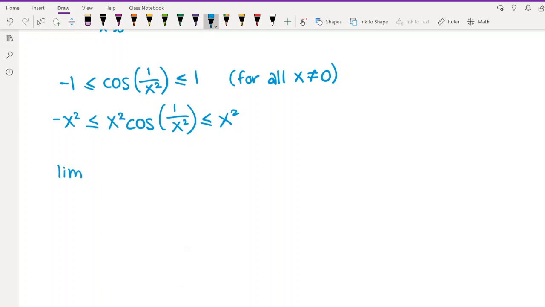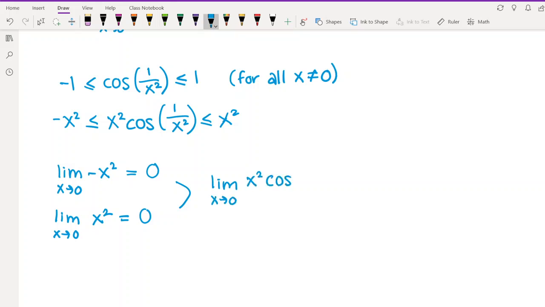So if we can show that the limit as x approaches 0 of negative x squared is the same as the limit as x approaches 0 of positive x squared, then we can conclude that the function that is in between them must have the same limit. So for the limit as x approaches 0 of negative x squared, we actually can plug in 0, right? Because there's nothing that's undefined. And for x squared, we can also plug in 0. And so from here, we can conclude that the limit as x approaches 0 of x squared times cosine of 1 over x squared is also equal to 0.